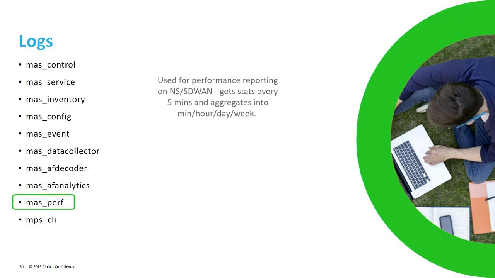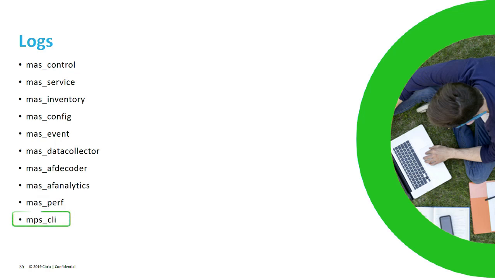Perf log is going to be for performance statistics, and CLI log is going to be for CLI statistics. So once we've dug into logs, we're able to figure out what's going on with the node and provide a recommendation with respect to a resolution.